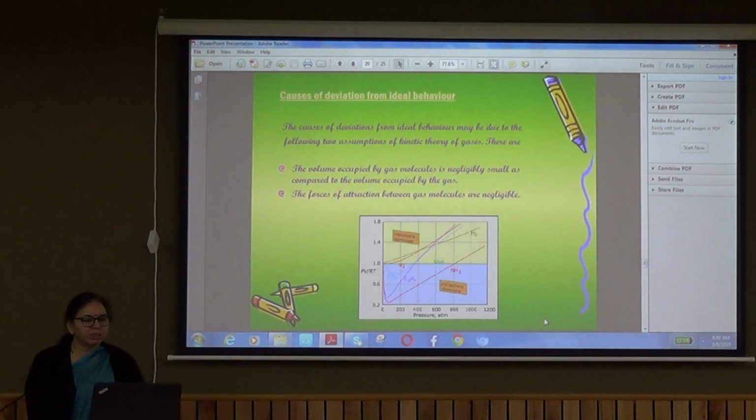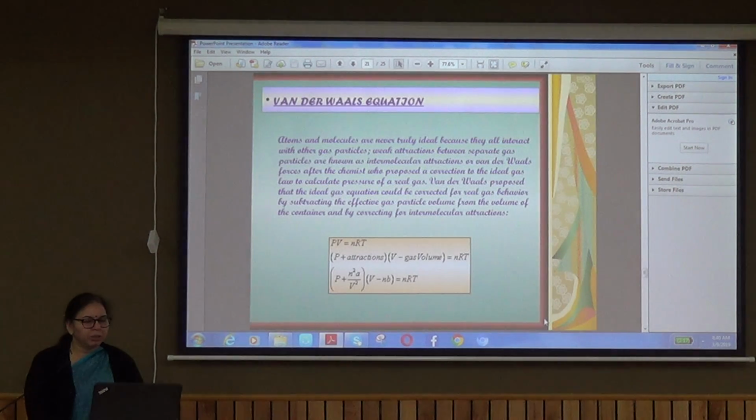Causes of deviation from ideal behavior. The causes of deviation from ideal behavior may be due to the following two assumptions of kinetic theory of gases. These are: first, the volume occupied by the gas molecules is negligibly small as compared to the volume occupied by the gas. Second, the forces of attraction between the gas molecules are negligible.